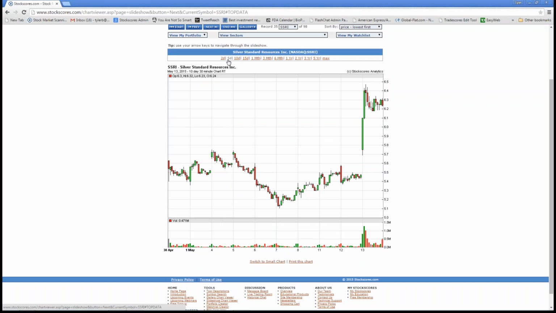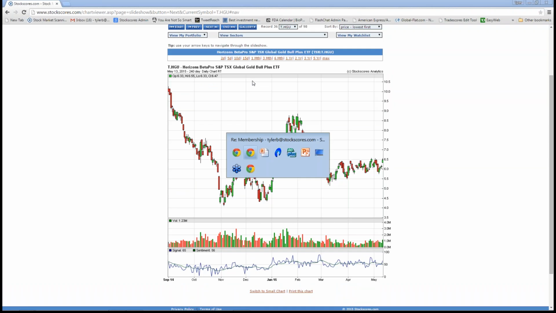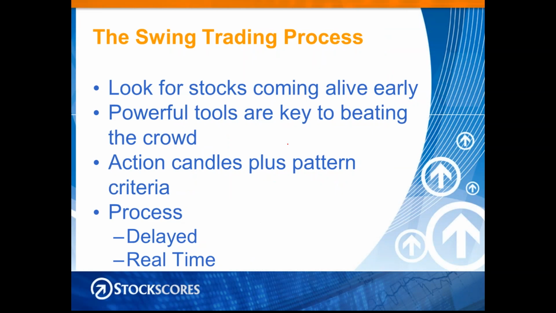Oh yeah, I remember looking at this this morning. It was decent. The only problem was it was kind of risky, so the risk-reward trade-off wasn't great. This is Silver Standard Resources. It met my rules, but I actually passed on it because I didn't like the risk nature of it. All right, so that is the process that I use for swing trading.